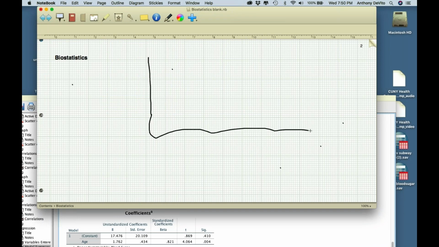Okay, X and Y axis. Here's my X axis. Here's my Y axis. Now let's say I have a straight line. I'm going to call this 0 here for X and 0 here for Y. Anybody remember what the formula for a straight line is?